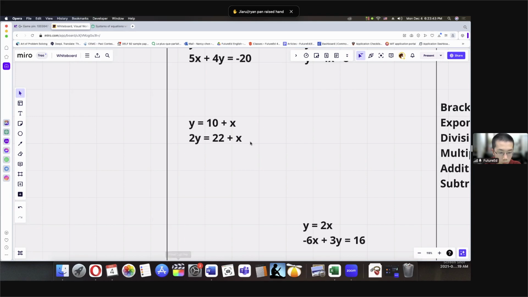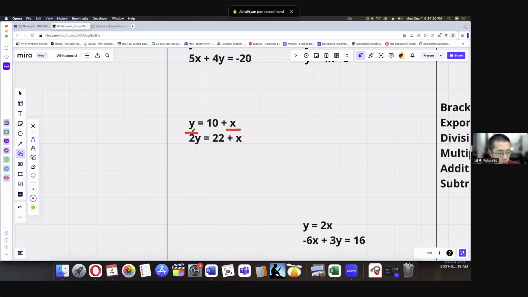So y equals 10 plus x, and 2y equals 22 plus x. Okay, so now it appears what we will need to do is figure out what x is. What you just said is true. We want to figure out what x is, or we can try figuring out what y is. Which one do you want to tackle first? I think I'll go for x because that's what is actually helping us. Okay, I think I can see where you're going with that.